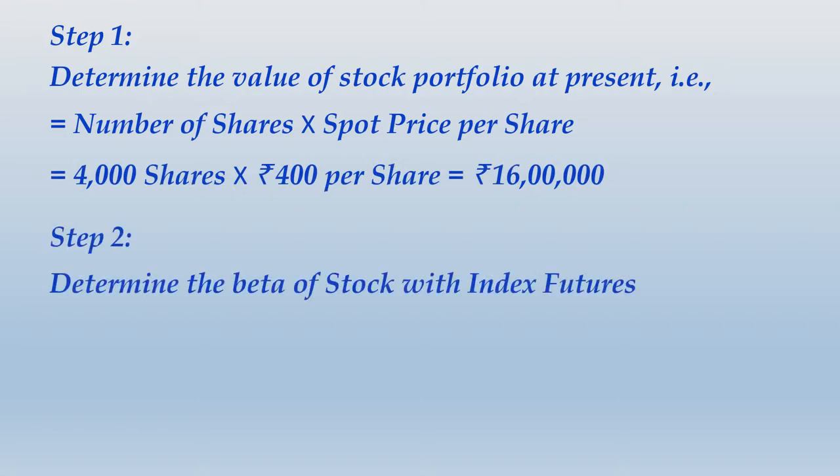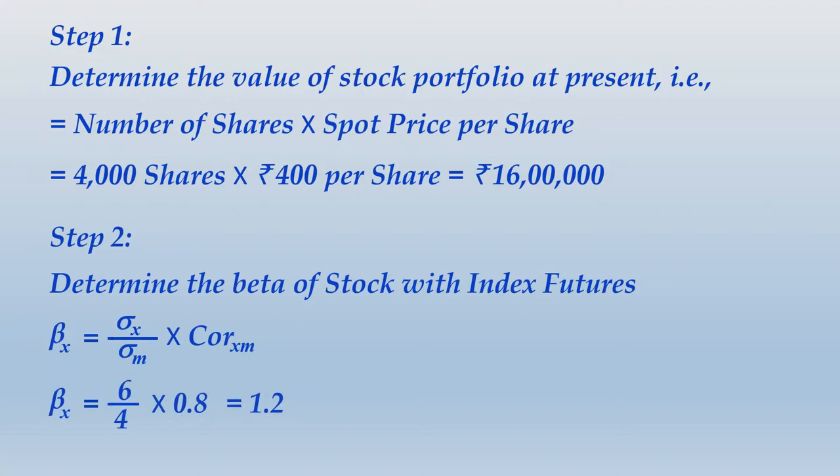Second step will be to determine beta of stock with index futures, and that beta of your stock will be standard deviation of stock divided by standard deviation of market multiplied by correlation between your stock and market. Now, standard deviation of your stock is given as 6%. Standard deviation of Nifty futures is given as 4%, and correlation between the two is given as 0.8. So 6 by 4 into 0.8 would give you 1.2 as beta.